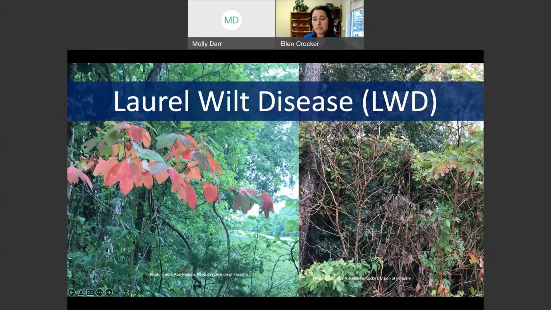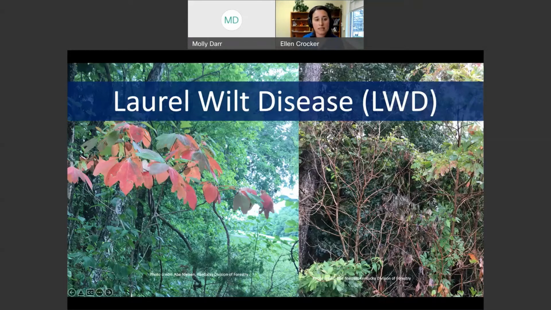So laurel wilt disease in general is a newer invasive issue. It's an invasive fungus that's being carried by an invasive red bay ambrosia beetle, so more tiny beetle vectors. Both of these are thought to be native to Asia, and here in North America, they are killing plants in the laurel family, thus the name laurel wilt disease. Now, where I am, that's going to be sassafras and spicebush, but depending on where you're joining from, this might be different species. This might be red bay and others.